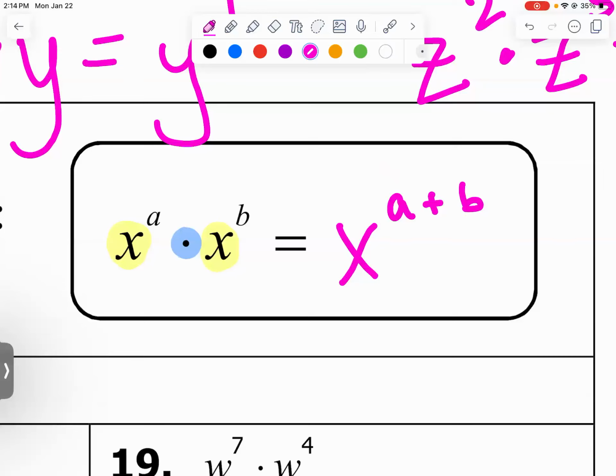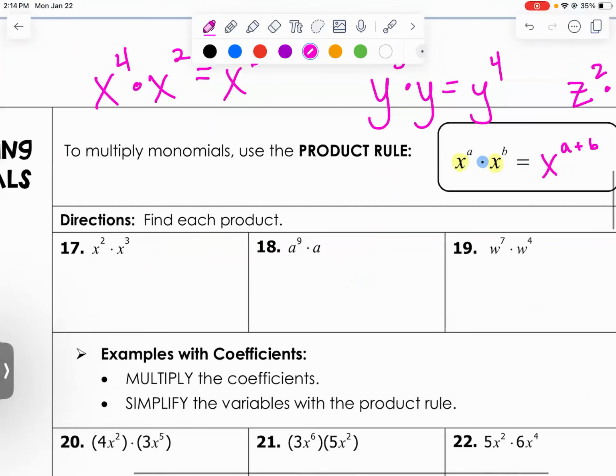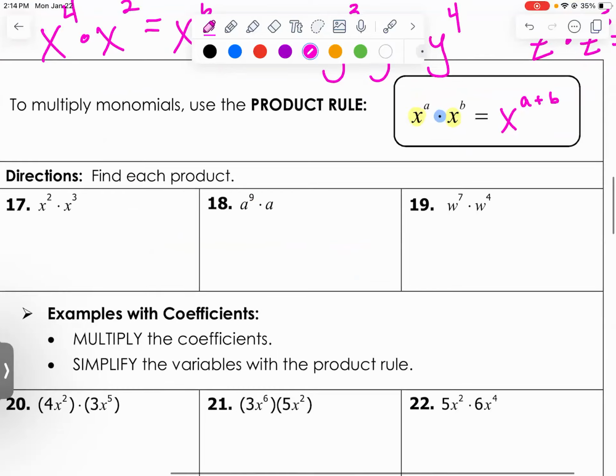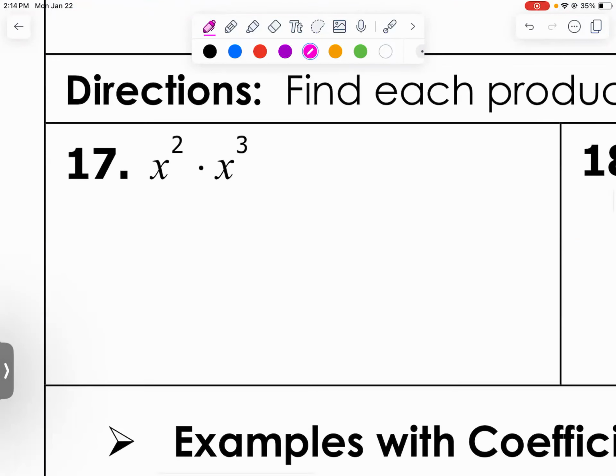All right, so let's go to these three right here. If we are multiplying and we have the same base, the base stays the same. But then what does our exponent become in this one? 5.